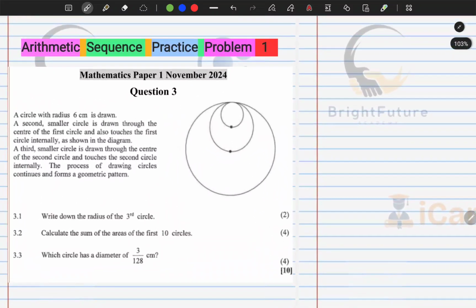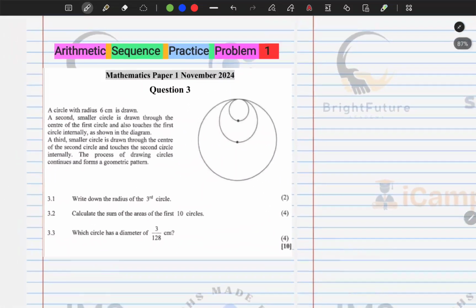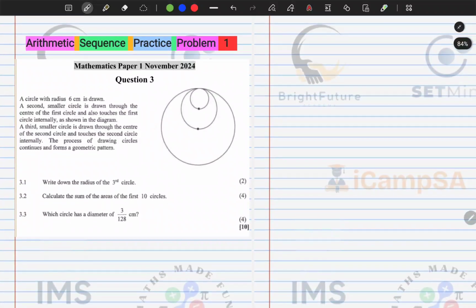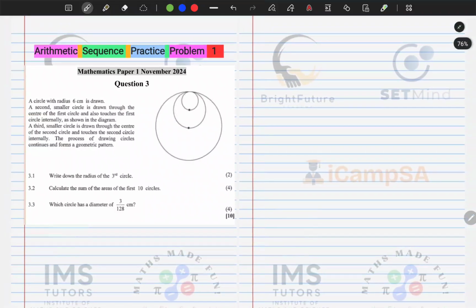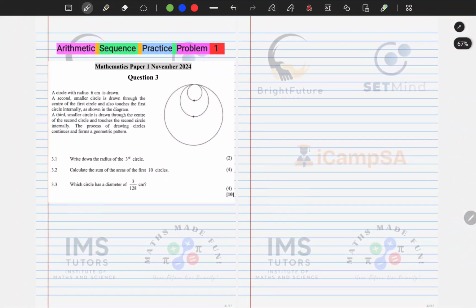So the first problem is from the 2024 November exam, and this was question 3. The statement reads, a circle with radius 6 is drawn, a second smaller circle is drawn through the center of the first circle and also touches the first circle internally, and this process carries on and on. So question 3.1 requires us to write down the radius of the third circle.